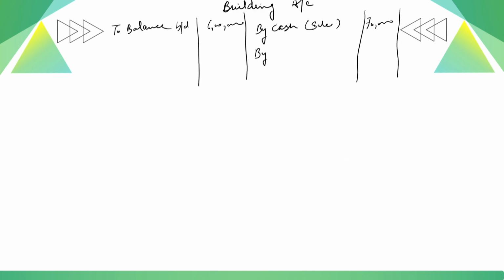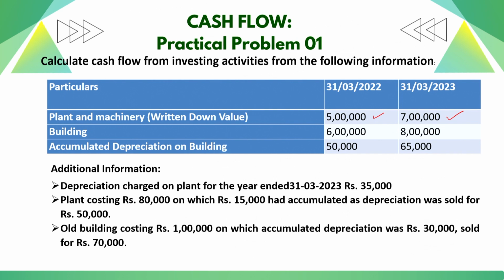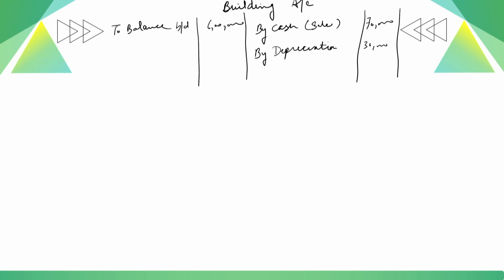depreciation of 30,000, which we will write here by depreciation 30,000. And then we can see that the cost of the building was 1 lakh. Out of that, if we deduct 30,000 as a depreciation, we are left with the balance of 70,000, and we sold the building for 70,000. So, there is no case of profit or loss arising from the sale of building in this question. By depreciation, we have 30,000, and the closing figure given in the question is 8 lakhs.